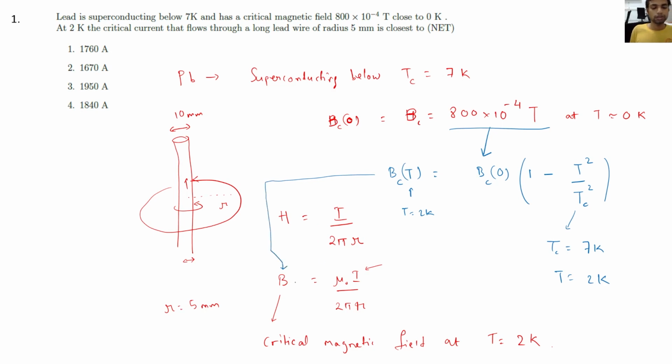So we know the critical magnetic field at 2 Kelvin. Mu naught we know, mu naught has a value of 4 pi into 10 to the power minus 7 in SI units. And thereby we will get the current. So let us try and do that.